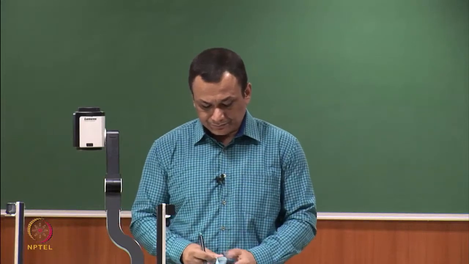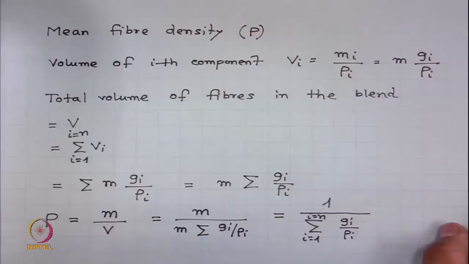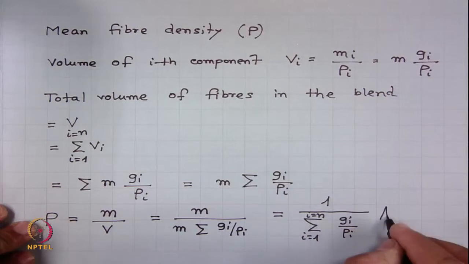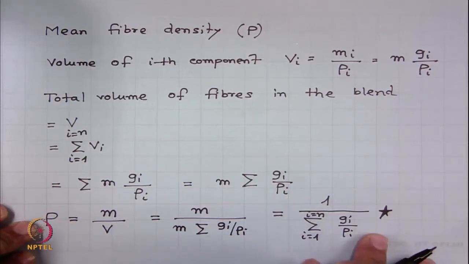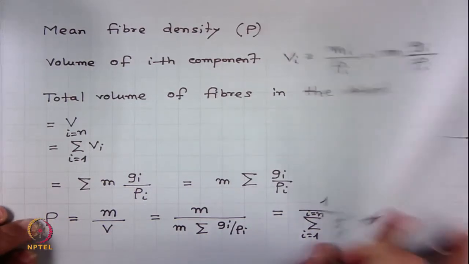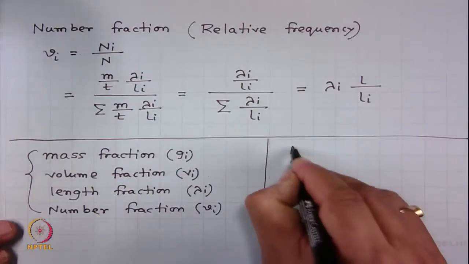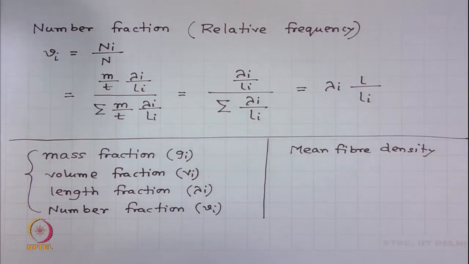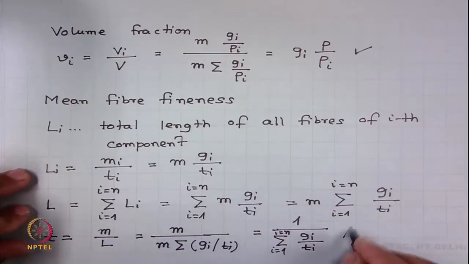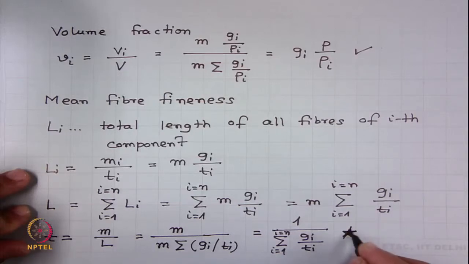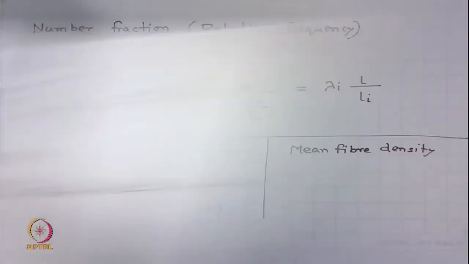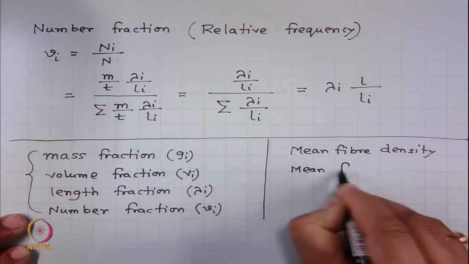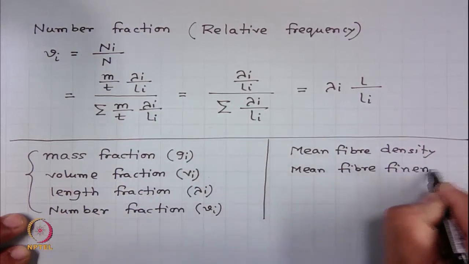Starting from mean fiber density, we obtained, so this was the expression for mean fiber density. So this was related to fiber blend. So this is a characteristic of fiber blend, mean fiber density. So we obtained expression for mean fiber density. Then we obtained expression for mean fiber fineness. This was the expression for mean fiber fineness.